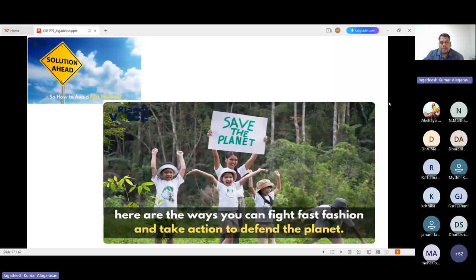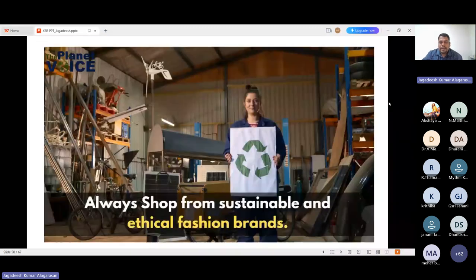So here are the ways you can fight pollution and take action to defend the planet. Always shop from sustainable and ethical brands. Costume students, you must also know about this: how you can make very sustainable cloth in the future and how we can use it repeatedly. You can think about this and do research in that area.